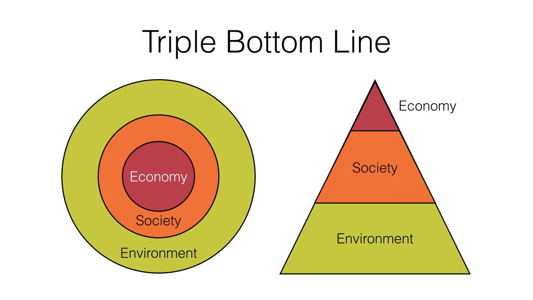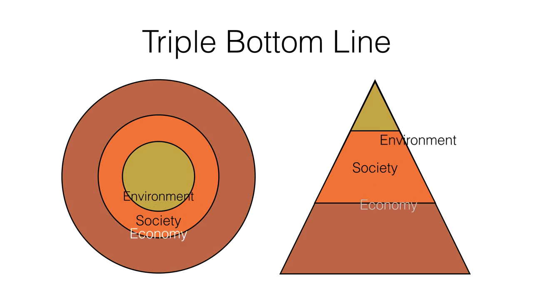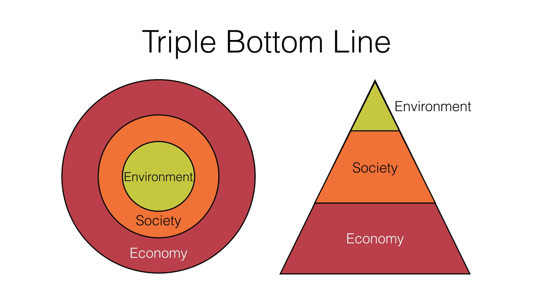Sometimes you'll see the triple bottom line represented like this. That is to demonstrate that the environment is the most important circle. Without the environment, we don't have a society, then we don't have an economy. So you need to work on the environment first. That's most important. But a lot of the time, we see this, and we're building our pyramid from the economy up. And that's bad, because this is not sustainable and will eventually break.